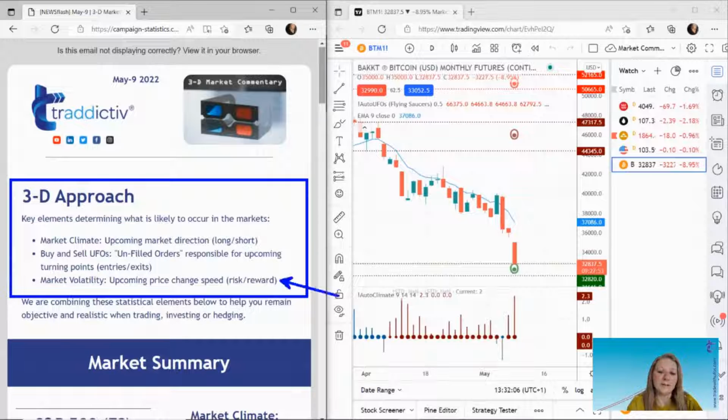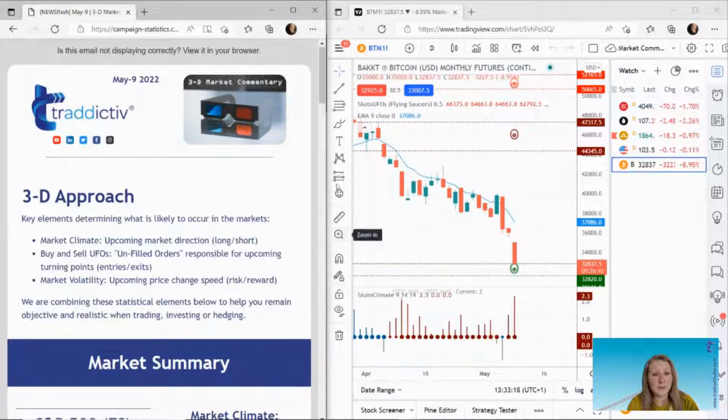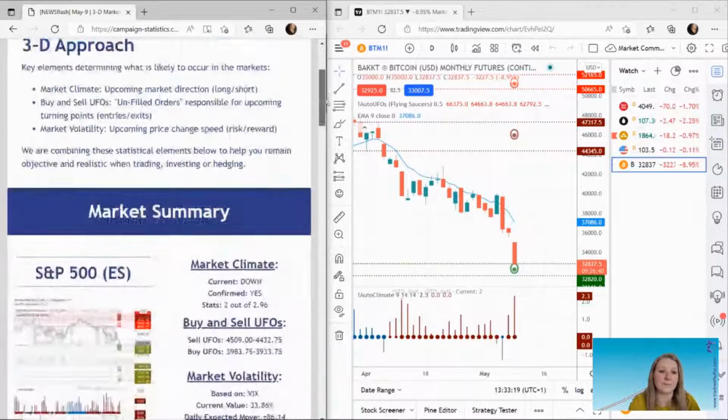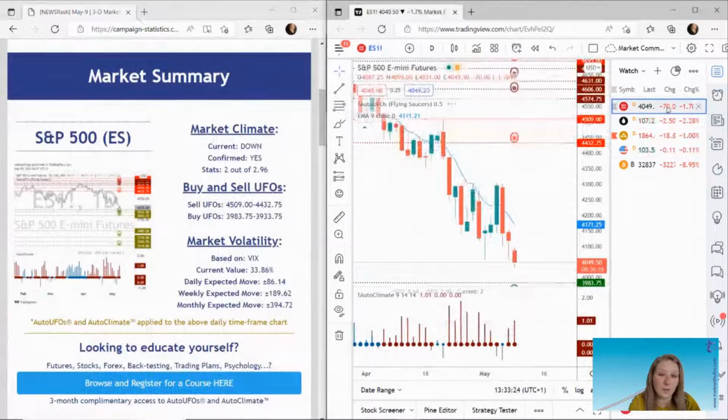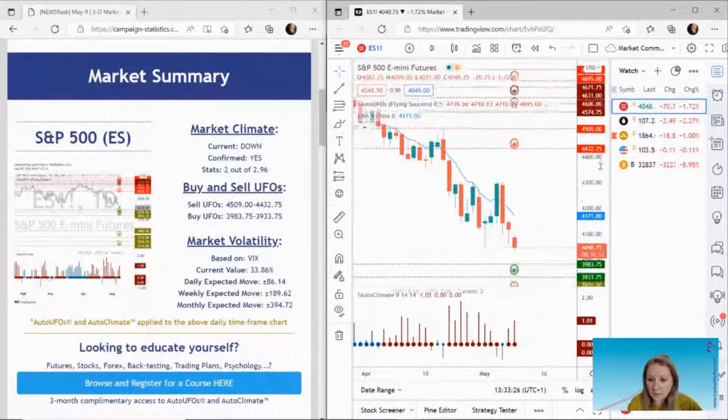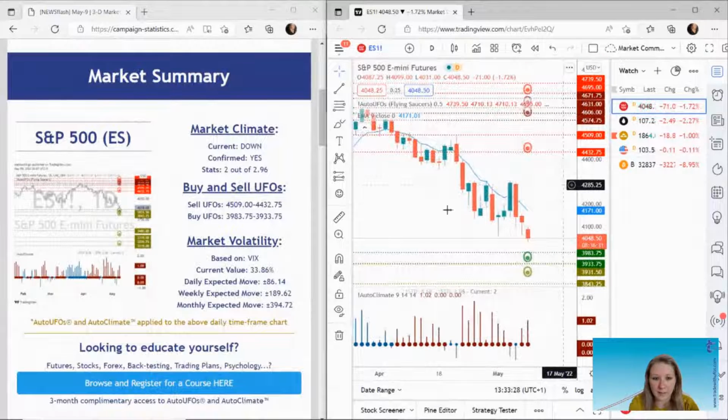Then we'll look at market volatility, which is essentially how quickly we expect those markets to move. So we'll look at each of those elements per market, starting with the S&P 500, which is the top 500 US stocks. Now let's squish this down a little bit to see what we're looking at. With the S&P 500, and by the way, we're looking at a daily time frame. On each of the markets we look at, we'll look at a daily time frame.